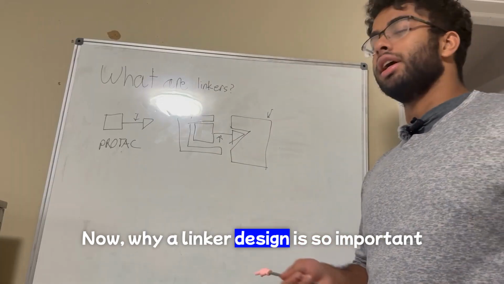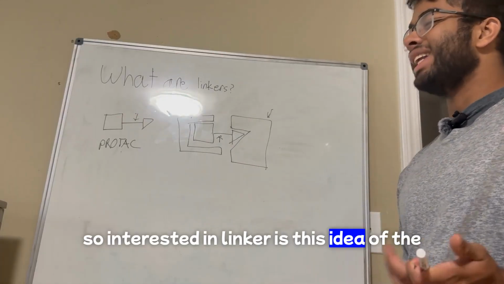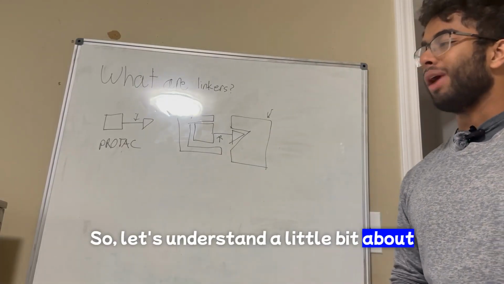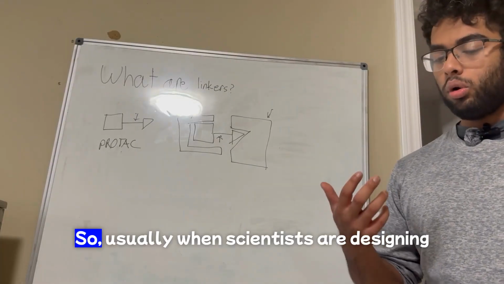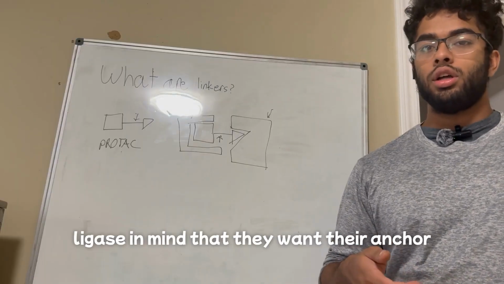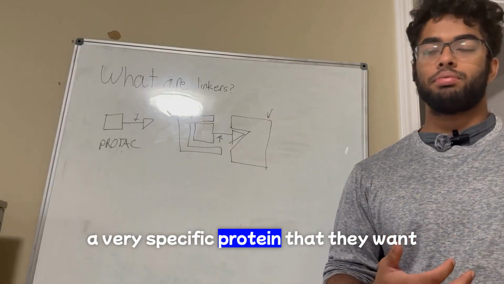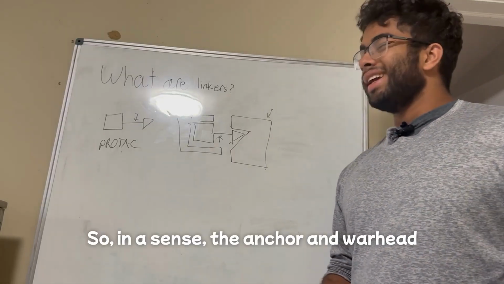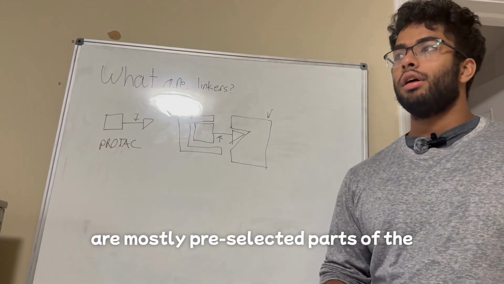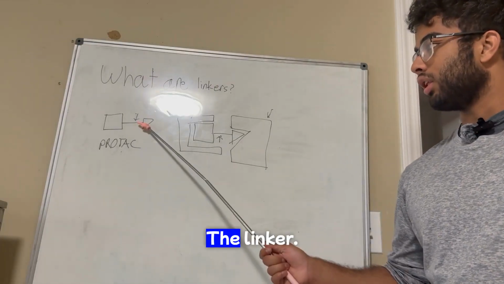Now, why linker design is so important, and one of the reasons I'm so interested in linkers, is this idea of the selection process. So let's understand a little bit about what it means to select an anchor and a warhead. Usually when scientists are designing PROTACs, they have a very specific E3 ligase in mind that they want their anchor to bind to, right? And they also have a very specific protein that they want destroyed. So in a sense, the anchor and warhead are mostly pre-selected parts of the PROTAC, which means what's the only other variable involved? The linker.